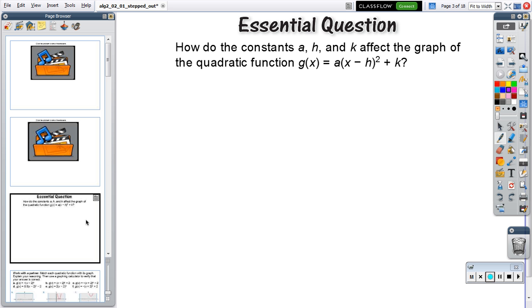Now it's not written on here, and I can't write on this particular slide, otherwise I would. This here, you need to write in your notes, is called the vertex form of the quadratic. And the standard form, which you might want to write next to this, is ax squared plus bx plus c.